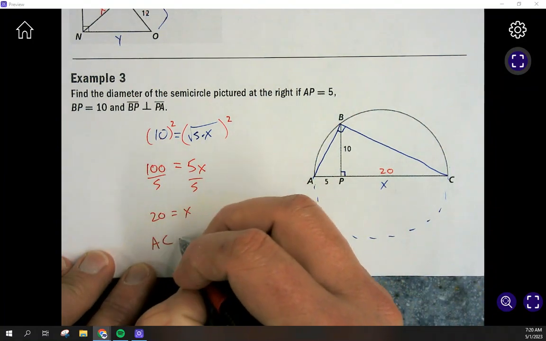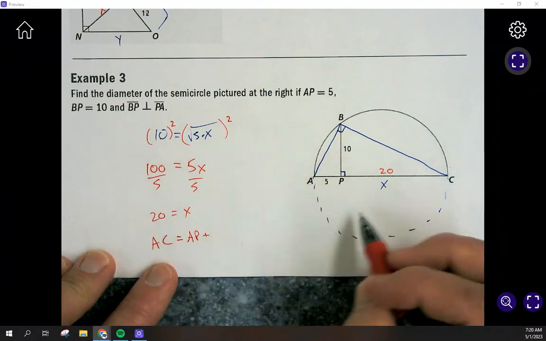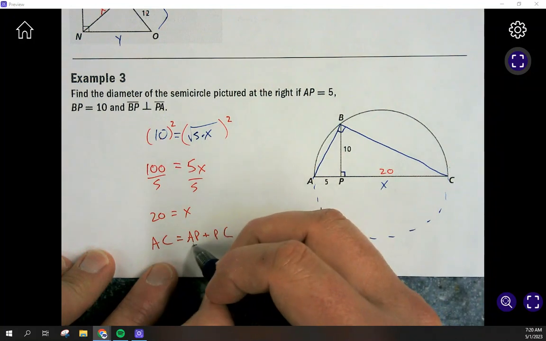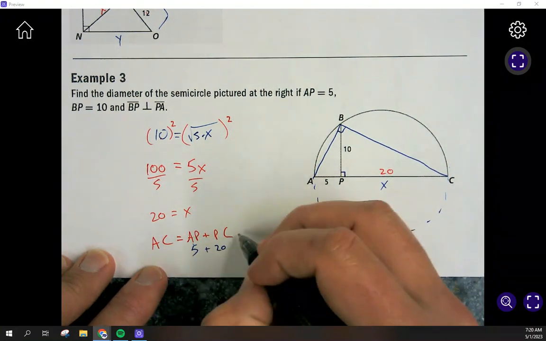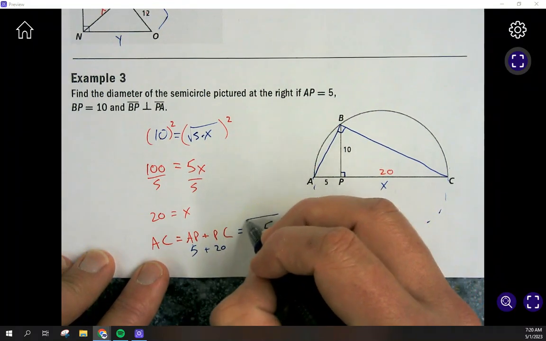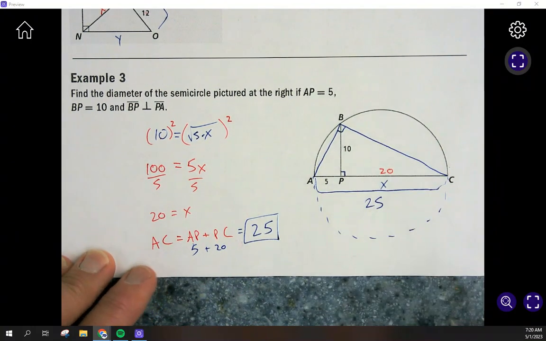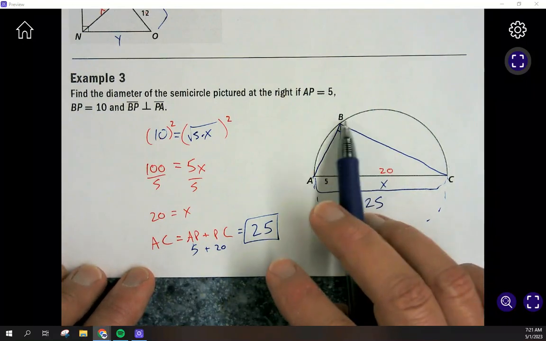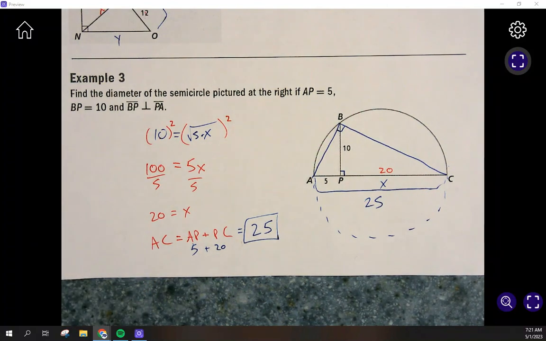So AC, the full diameter, is going to come from AP plus PC, which is 5 for AP, and then the 20 that we just found. And so AC, the diameter, is 25 total. So this whole diameter is 25. So just an example of how we can create one of these special situations with a right triangle and an altitude, and we now know that we can use the geometric mean to find those missing pieces.